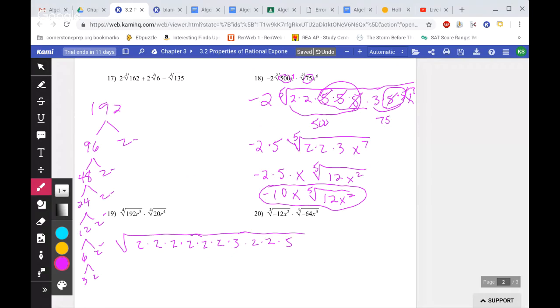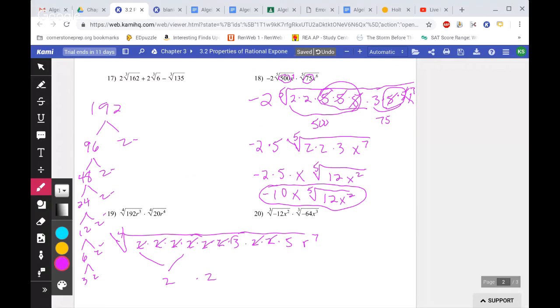And then I've got r cubed times r to the 4th. So that's going to be r to the 7th. And this is all the 4th root. So I'm looking for sets of 4. So 1, 2, 3, 4. So that's 1. 1, 2, 3, 4. So that's another one that can come out.